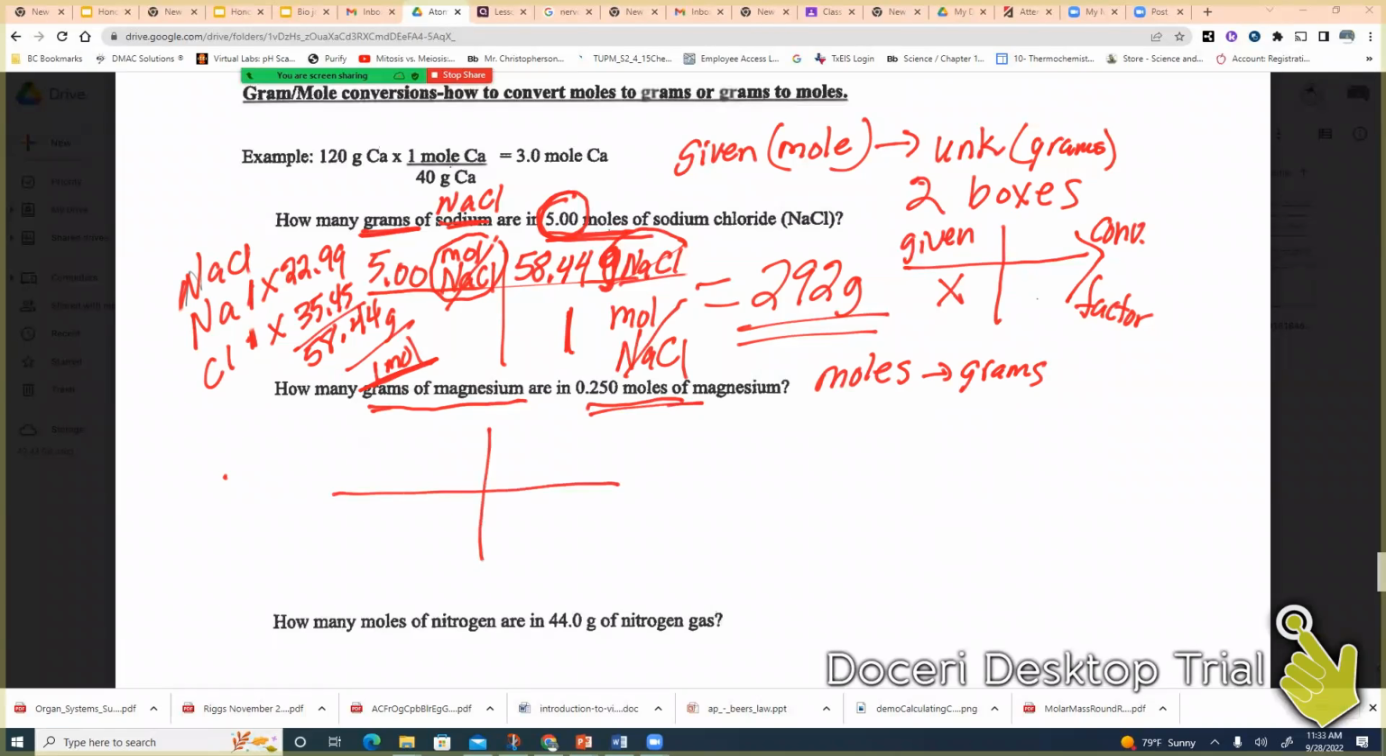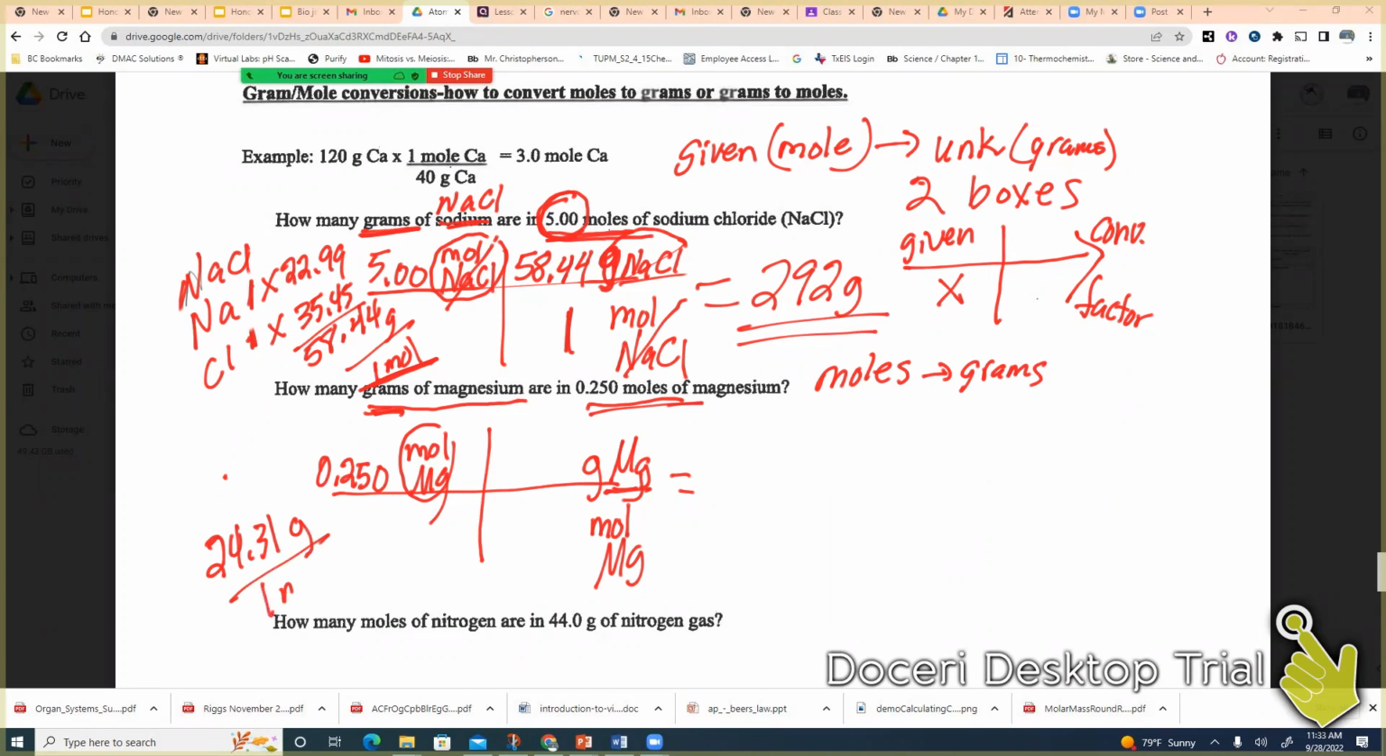So 2 boxes. Start with my given, which is 0.250 moles of magnesium. And I want to get here in my last box to grams of magnesium. Follow my units. If I'm moles of magnesium here, I have to be moles of magnesium down. So it'll cancel. So what number am I going to use for magnesium? It's just a single element. Remember, you can get that straight off the periodic table.